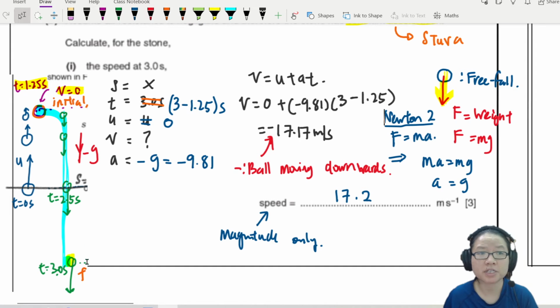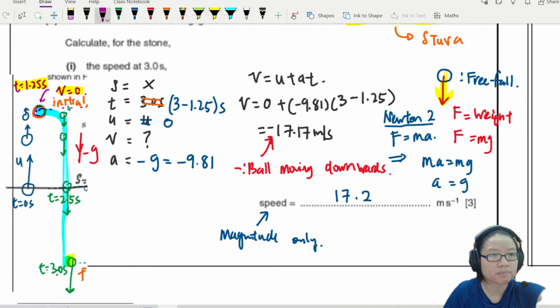Okay, so in this part, we learned that we have to be smart about taking the time interval. If you choose t equal to 0 as your starting position, you don't have the initial velocity. You cannot solve the question. That's why I chose t equal to 1.25 because I know the velocity here. The initial velocity is my 0 here. This one. Okay.